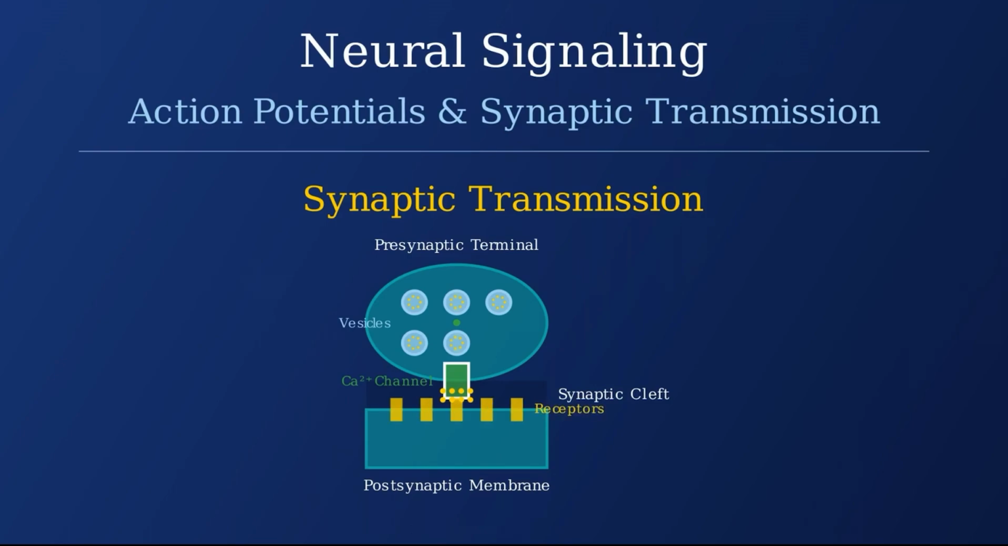These neurotransmitters, like acetylcholine, cross the synaptic cleft and bind to receptors on the postsynaptic membrane. This binding can potentially trigger a new action potential in the postsynaptic neuron, continuing the neural signal transmission.